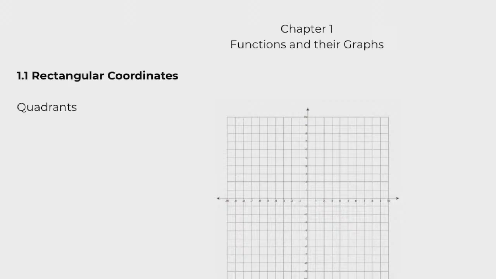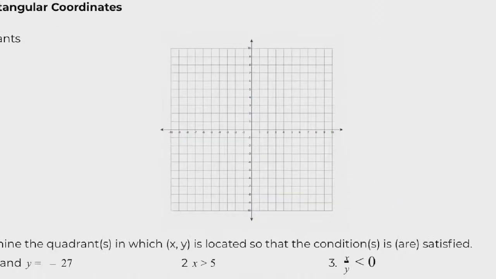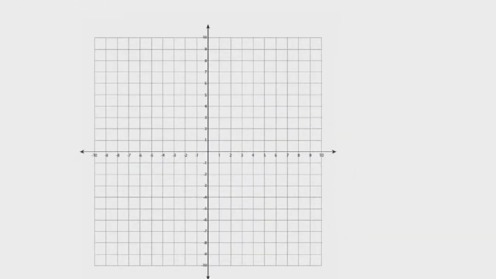Hello, today I'll be going over 1.1, which is rectangular coordinates. So let's start with naming the quadrants. In the top right corner we have quadrant 1. And here the x values are positive, so they're greater than 0, and the y values are also positive.